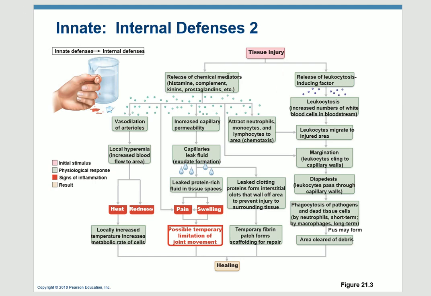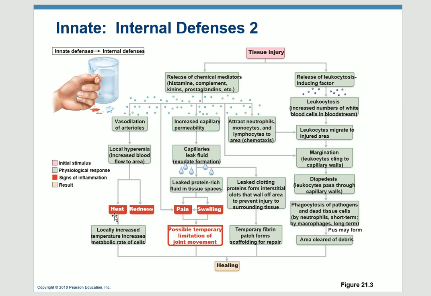Then several things can happen once the chemicals are sent out. You can have vasodilation. So your vessels open up. When the vessels dilate, they open up. It's going to make you more pink red from increased blood flow to the area. So there's your redness, right? Boom, redness.